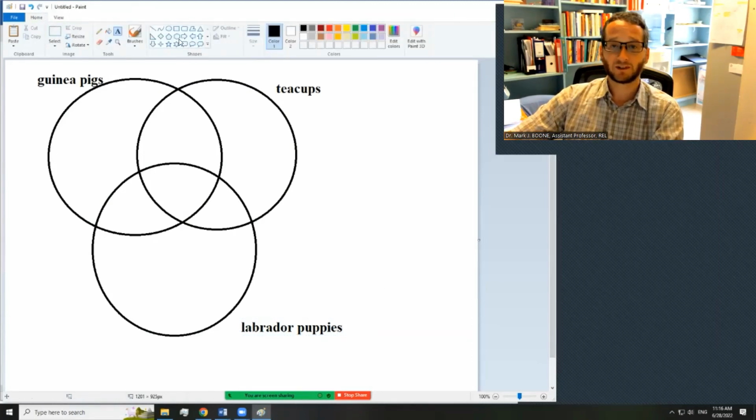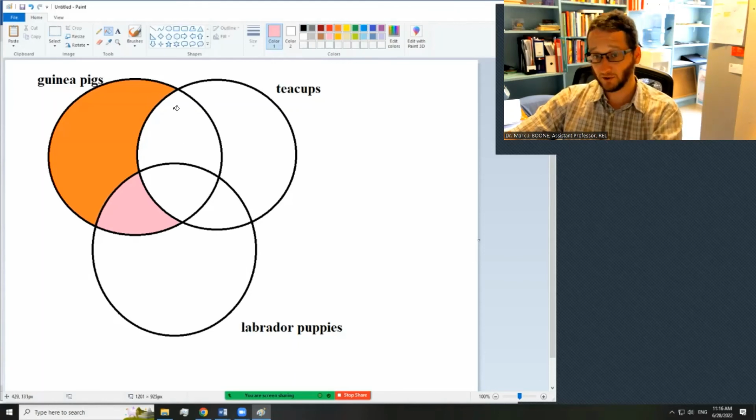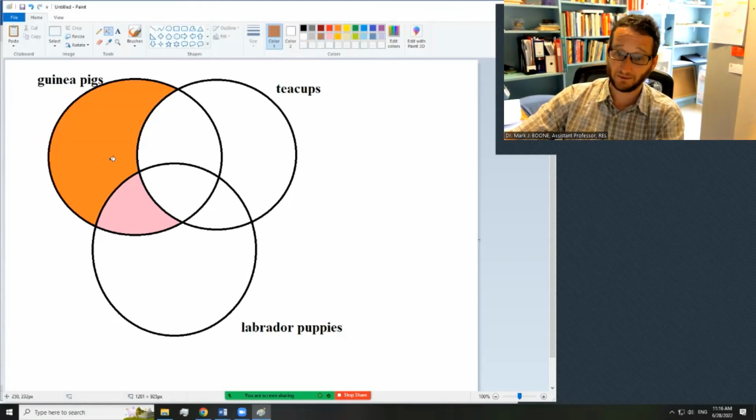So now we've taken our region of things that are guinea pigs and we bisected it to represent things that are guinea pigs and are not Labrador puppies, things that are guinea pigs and are Labrador puppies. Sorry, that was guinea pigs only. Now we've taken our region of things that are guinea pigs and teacups and we bisected things that are guinea pigs and teacups but not Labradors, things that are guinea pigs and teacups and are Labradors.